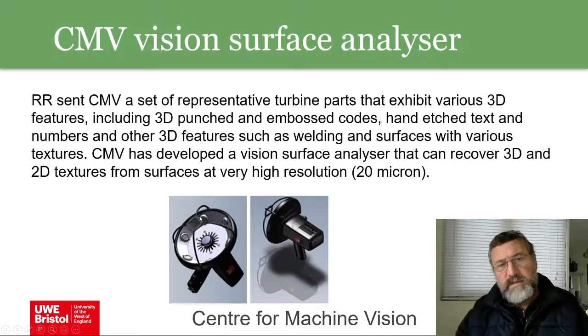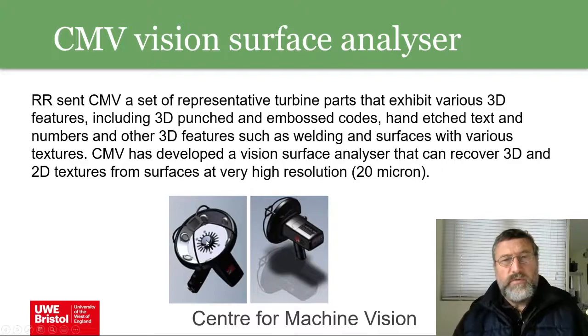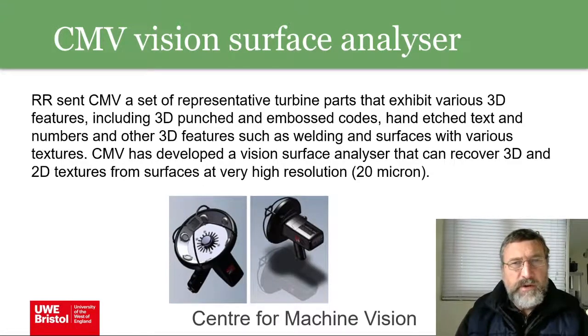You can use this part of the device to rest against whatever surface you're trying to recover. And it flashes these lights in less than half a second, very quickly. And you get nice quality data from this particular version of the device. And the important thing is that you can recover and separate 3D from 2D textures at very high resolution, for this one about 20 microns, which really is useful in lots of different applications.